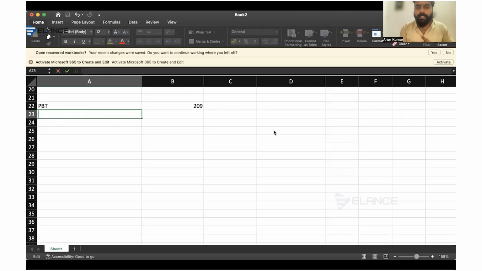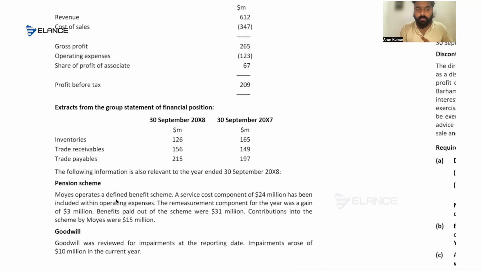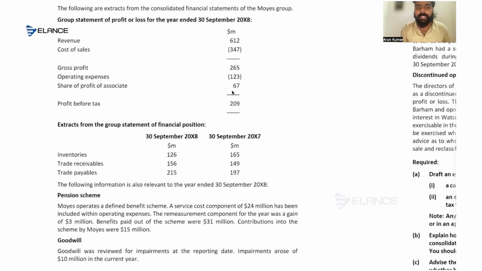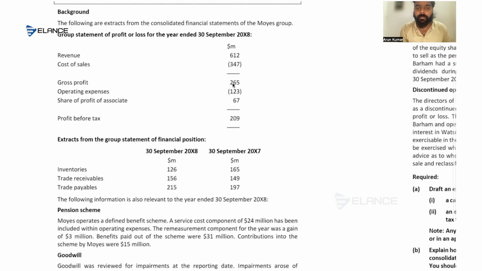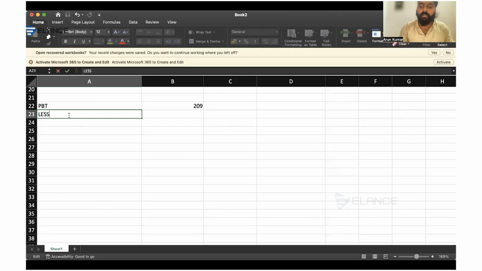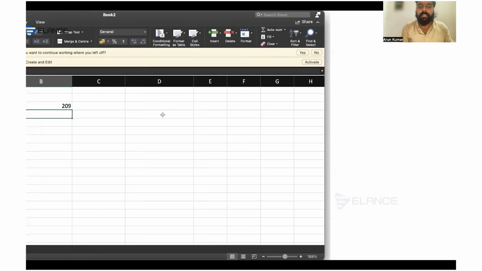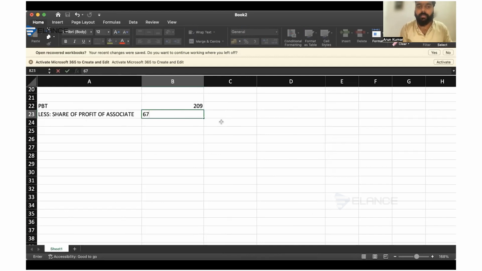Now, what else needs to be adjusted? Let's look at the items. Share of profit of associate is included in the profit. Can we include share of profit of associate under operating activity? No, we need to remove it, right? So less share of profit of associate. How much is it? 67, right? So we need to deduct it.